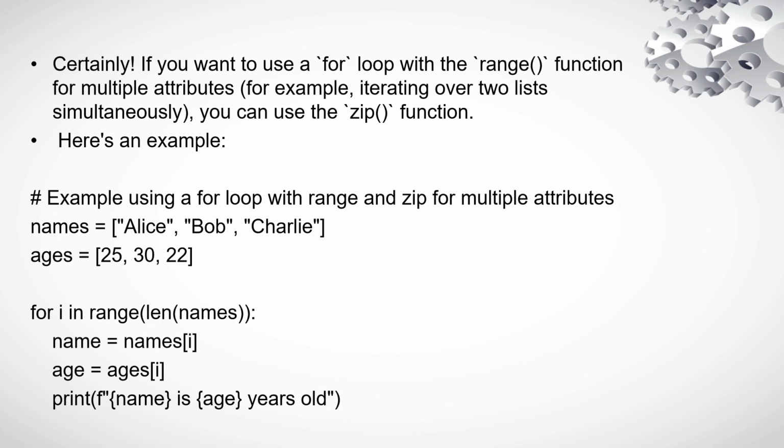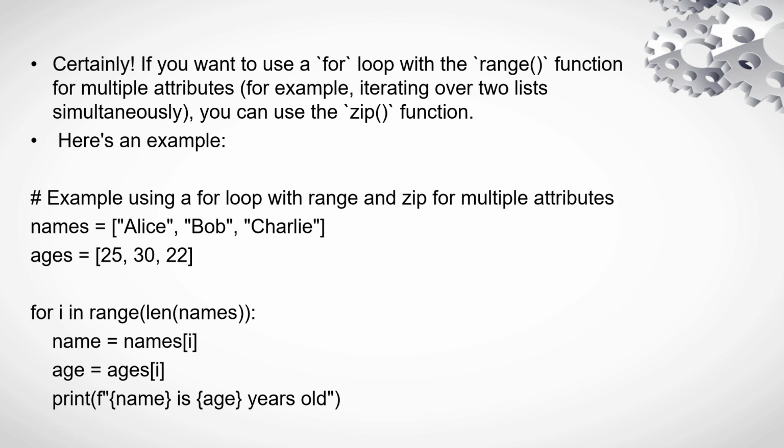So if you want to use a for loop with a range function for one attribute, that is fine, but for multiple attributes we use the zip function. So what is the zip function? Here let's see the example. The names and ages are given here, and they are listed here. So for i in range of len of names is given here.